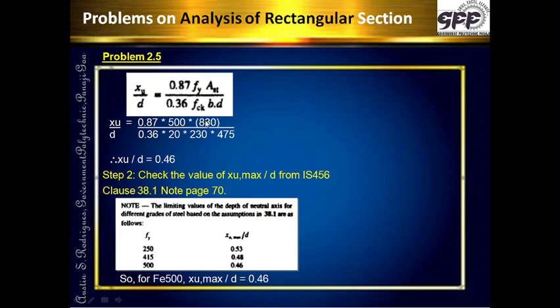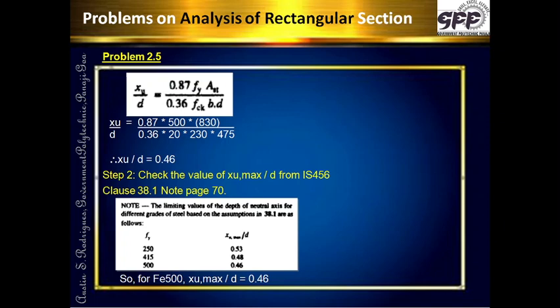Please note, the previous problem was to calculate the Ast. In this case, Ast has been directly given to us. They have already calculated. Then 0.36 fck, the grade of concrete is 20. The width of the beam is 230 and the depth of the beam is 475. Now when we solve this, we get xu by d, the ratio of the depth of the actual neutral axis to the effective depth, as 0.46. Then we go to the next step.